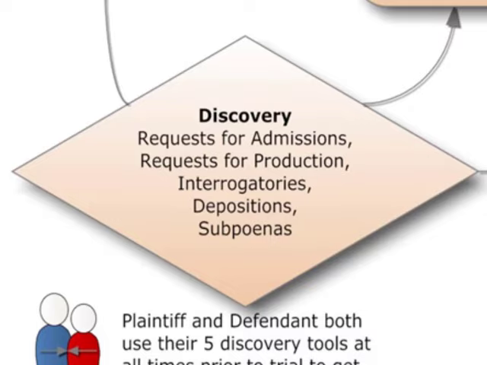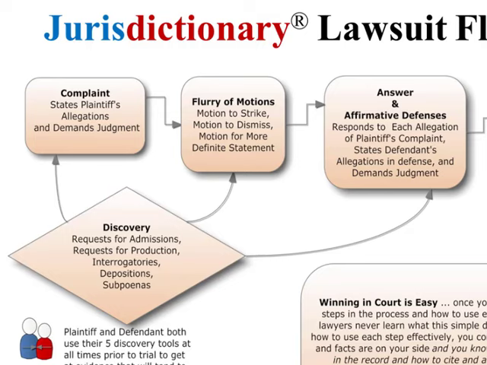And as the 3 arrows show, these are all available before trial. The plaintiff and defendant both use their 5 discovery tools at all times prior to trial to get at evidence that will tend to prove their own allegations and undermine those of their opponent. The key to winning is knowing how to use your 5 discovery tools effectively. Now, after the discovery period closes, there's no further opportunity to use any of these 5 tools. The case is set for trial.